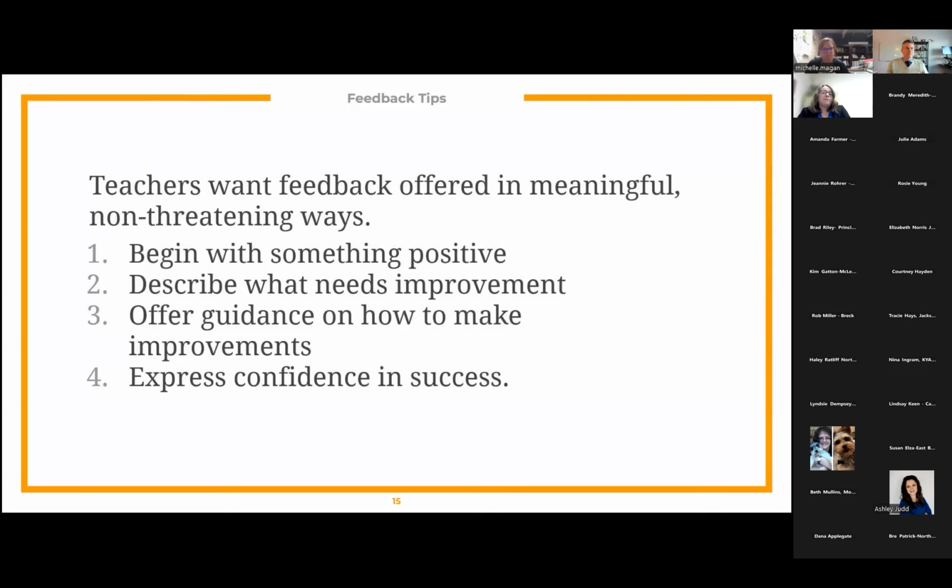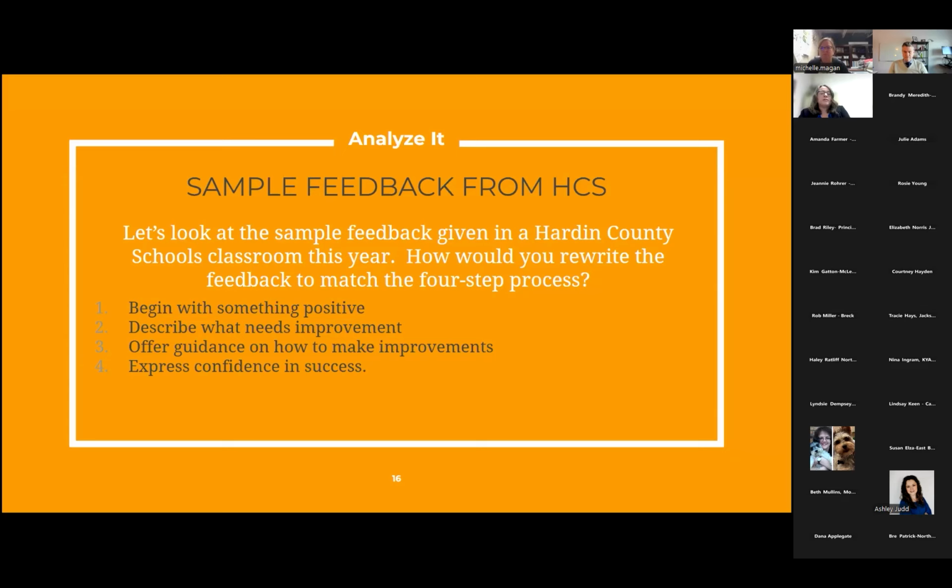And teachers do want feedback offered in meaningful, non-threatening ways. So you do have to begin with something positive. You want to give a description of what needs improvement, offer guidance on how to make improvements, and then express confidence in their success.